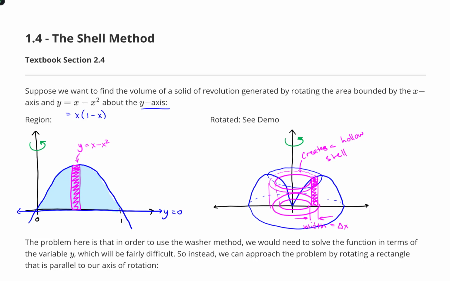The height of the rectangle is defined by the height of the function. It's whatever the function happens to be, f of x, or it could be g of y, doesn't matter. But the height of the shell is defined by the height of the function, which is just given by the value of the function.